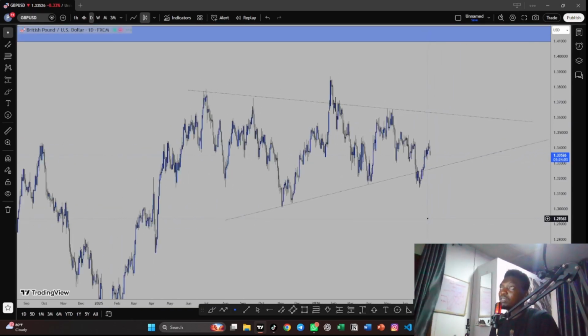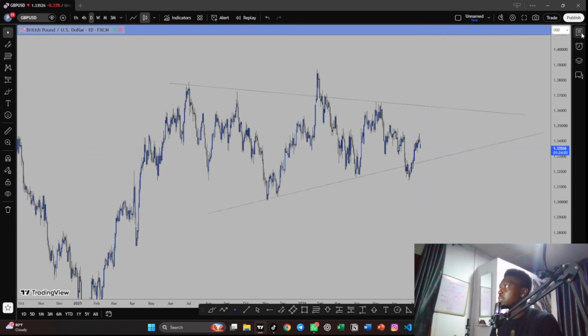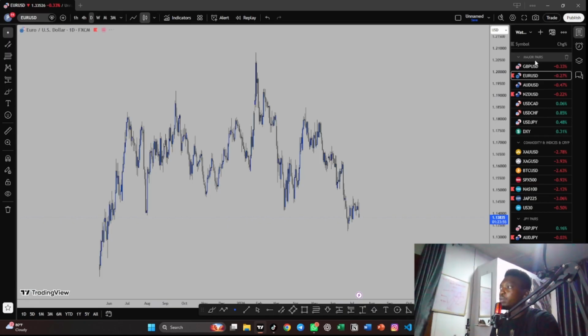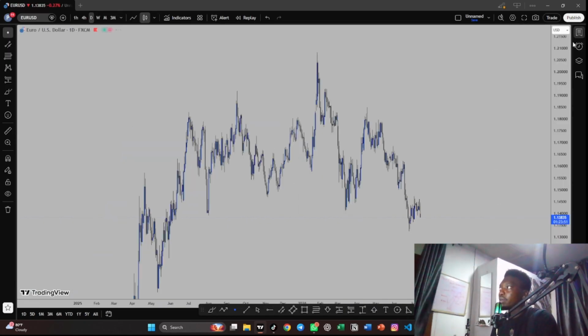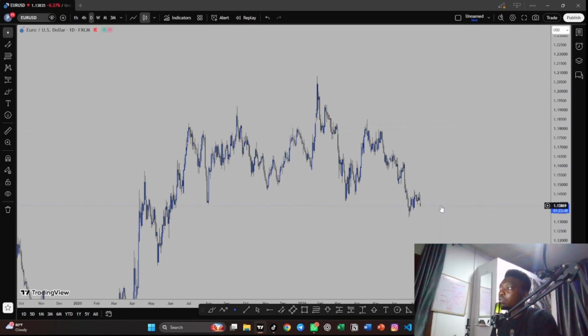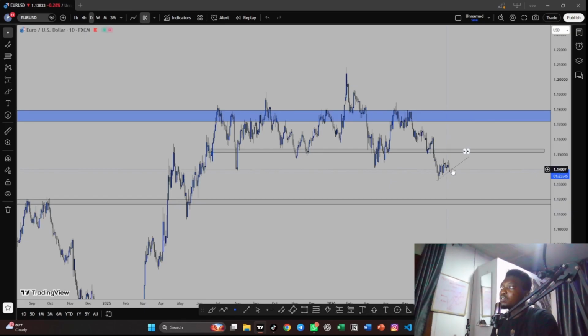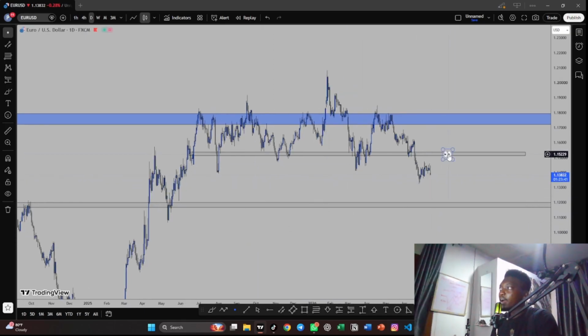So for now, GBP USD is just out of it. Now I am more interested in Euro USD than GBP USD because this year is more clearer than GBP USD. And this is one of the reasons why you don't have to force yourself to trade. You can see here I have these icons.